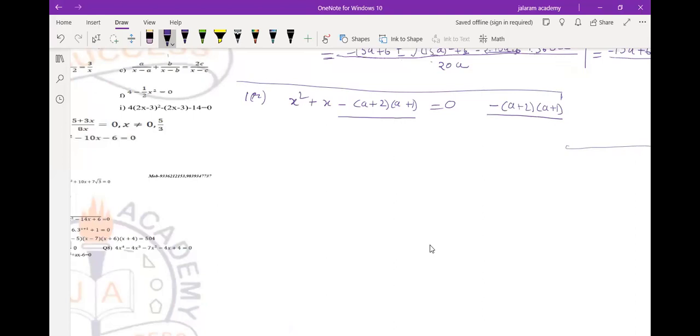The product is negative. Understood? And whenever the product is negative, we have to find the factors of a plus 2 into a plus 1. We have to find what? Factors of a plus 2 into a plus 1 such that their difference should be 1. Is that clear to you?